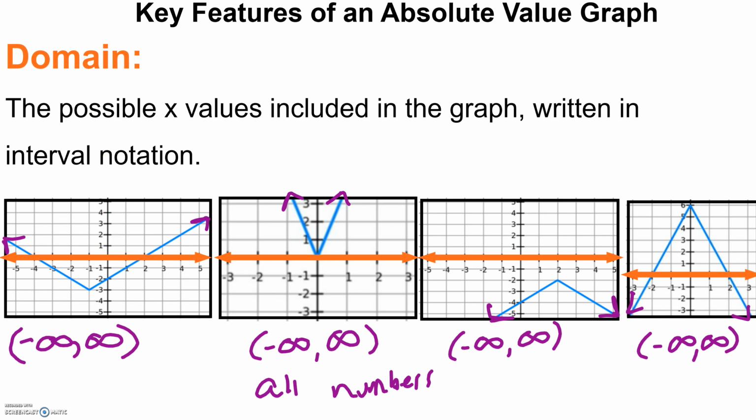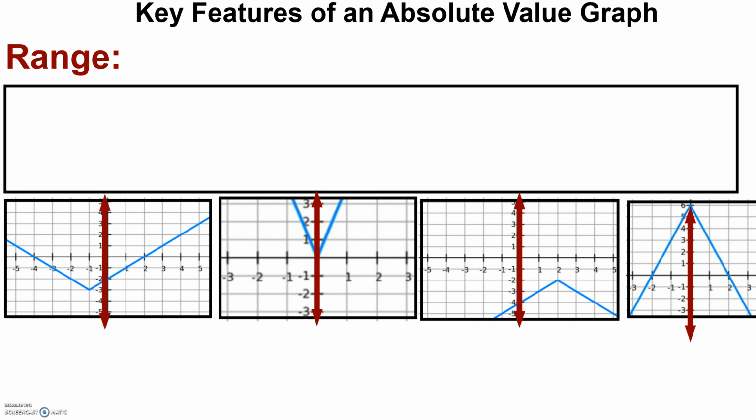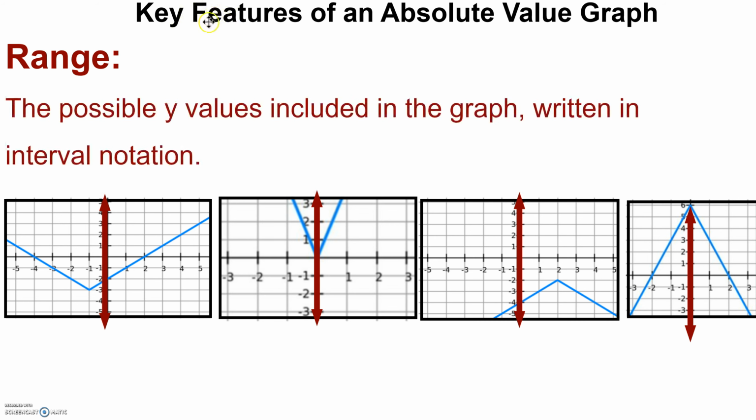The last key feature we're going to talk about is range. What do you remember range is? Well, range is the possible y values included in the graph, written in interval notation. So for my range, as I can see, I have this red line on my y-axis because I'm looking at the graph from the bottom to the top. So this also has to do with our vertex.